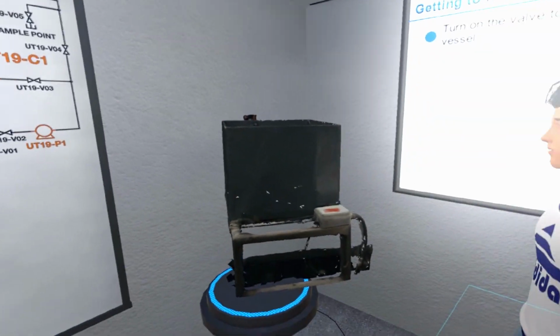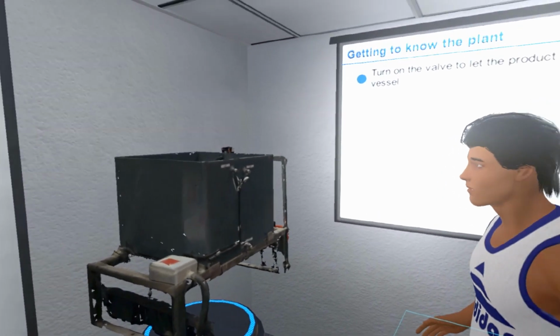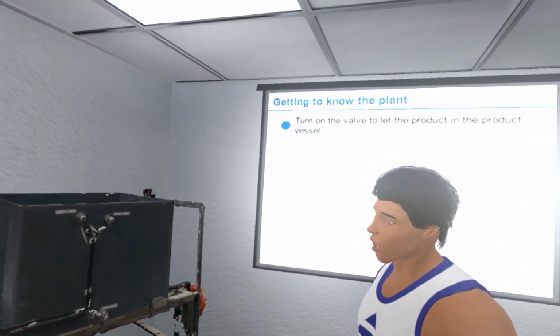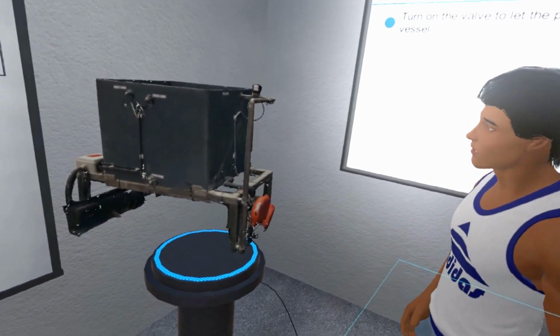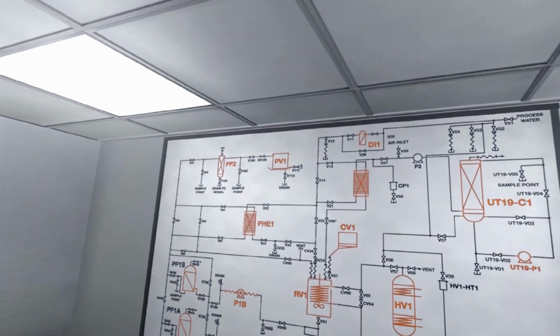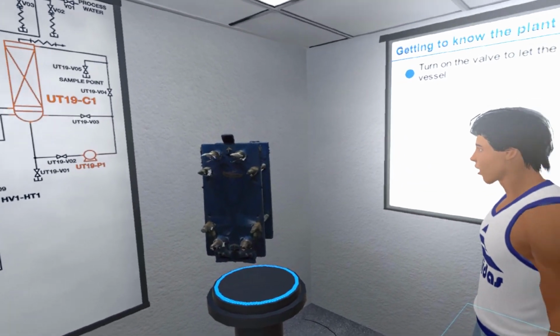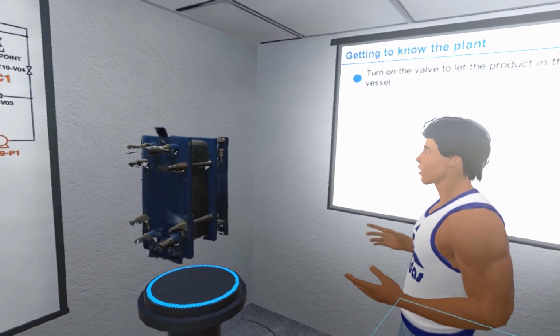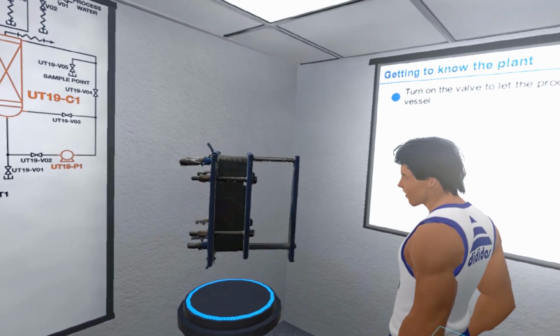This is the product vessel. It is used for intermediate product storage prior to product transfer. The product feed is automatically stopped once the vessel is full. This is a heat exchanger PHE1. It preheats the process water feed and cools down the product stream, which leaves the reactor.